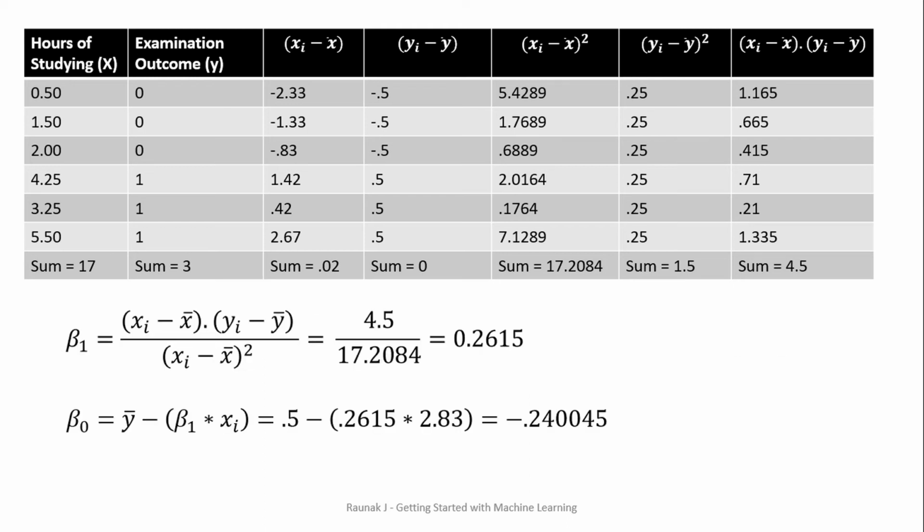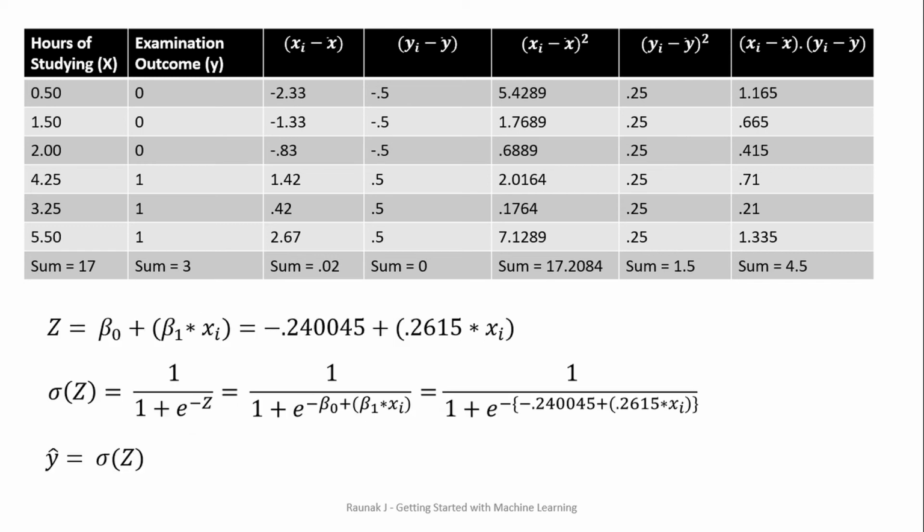Now I calculate beta 1 and beta naught. So beta 1 is my regression coefficient, which is the sum of x of i minus x bar into y of i minus y bar, divided by the sum of x of i minus x bar the whole square, which gives me 0.2615. And then I calculate beta naught, which is my constant. So it is the mean of y minus the regression coefficient into the mean of x. I am extremely sorry, it is the mean of x; in my PPT here I have said x of i, so that is a correction. So it gives us 0.5 minus 0.2615, that is the value of my beta 1, into the mean of x bar, that is 2.83, which gives me 0.240045.